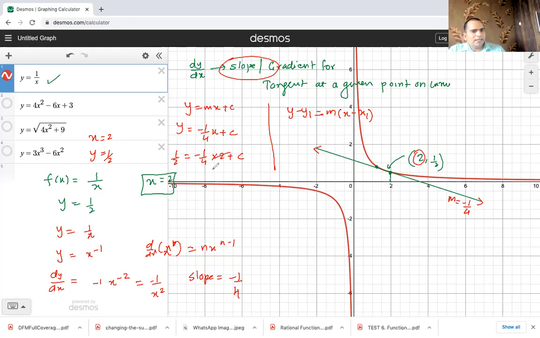This 2 and 2 get cancelled, and you get c as half plus half, which is 1. So the c that you get here is y equals negative half x plus 1, as a result of c being 1. Our equation is negative half x plus 1.